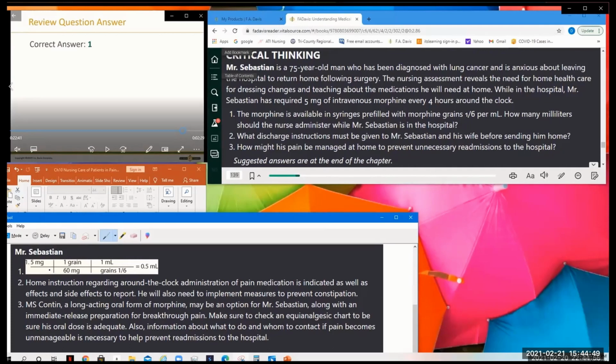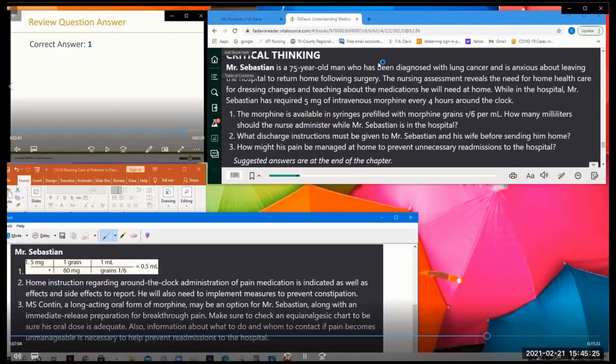Number 2, what discharge instructions must be given to Mr. Sebastian and his wife before sending him home? Home instruction regarding around-the-clock administration of pain medication is indicated, as well as effects and side effects to report. He will also need to implement measures to prevent constipation. Number 3, how might his pain be managed at home to prevent unnecessary readmissions to the hospital?